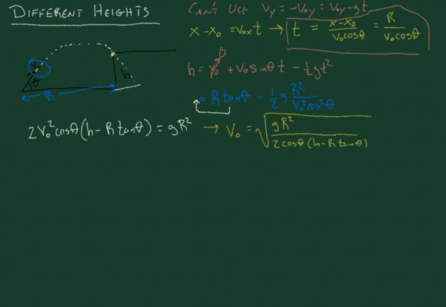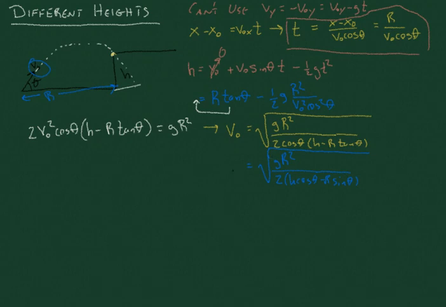We could simplify this a little more. We can pull in the cosine of theta, so we have g r squared over 2 times h cosine theta minus r sine theta. And we check to make sure the units are right. So we have meters per second squared times meters squared divided by meters, and take a square root of that so we have meters per second, so we get the right units for velocity.